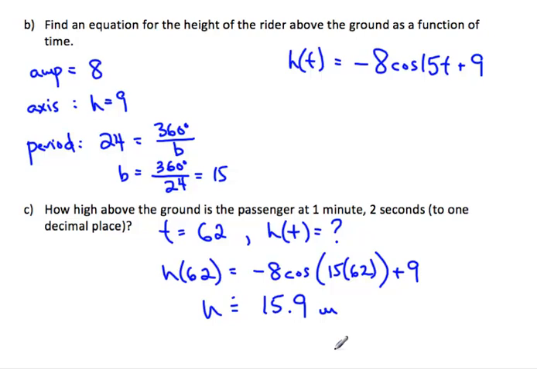The approach that we took was to draw the graph from the information by first drawing the Ferris wheel to the left, then sketching the graph, figuring out what the amplitude, the axis, and the period are, and using that to come up with an equation. Then we could use that equation to solve problems like we were given at the bottom here.